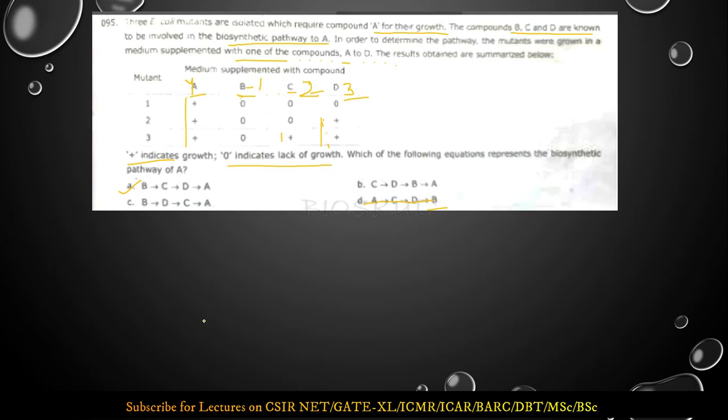See, this question is very simple and you can solve it within a minute, and this question carries 4 marks. Let's move on and look into the last question.